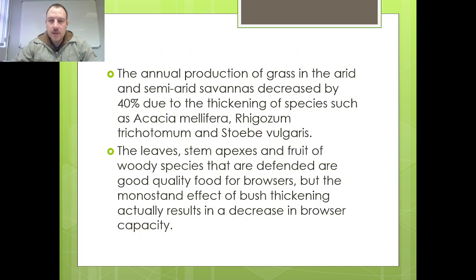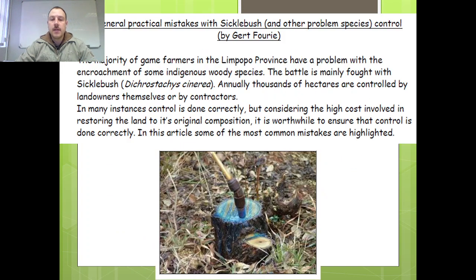The annual production of grass in the arid and semi-arid savannas decreased by 40% due to the thickening of species such as the Vachelia and Senegalia and the rhigosums, and also Stibia vulgaris. The leaf, stem, apexes, and fruit of woody species that are defended are good quality food for browsers, but the monostand effect of bush thickening actually results in a decrease in browser capacity. Yet again, we've discussed that as well.